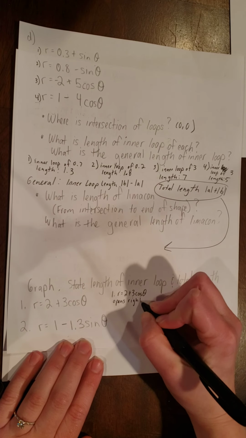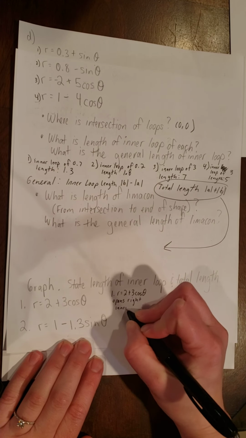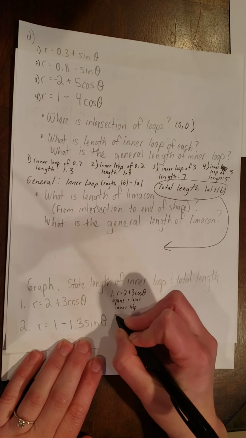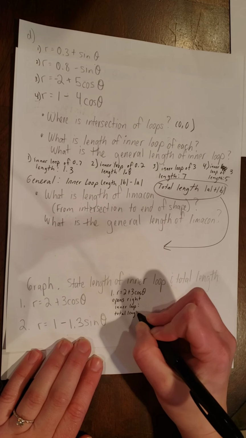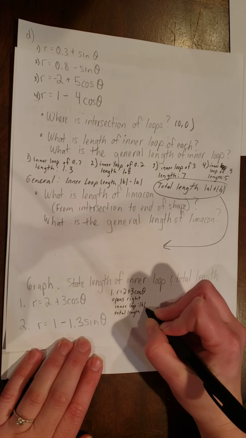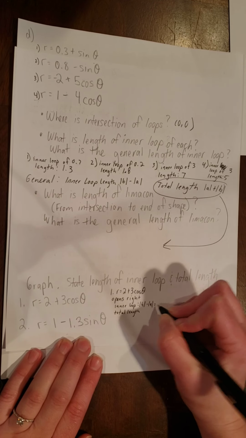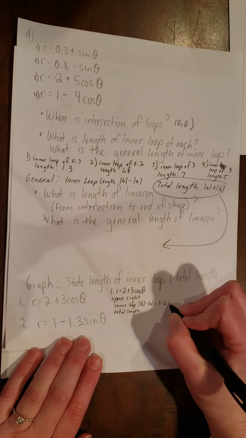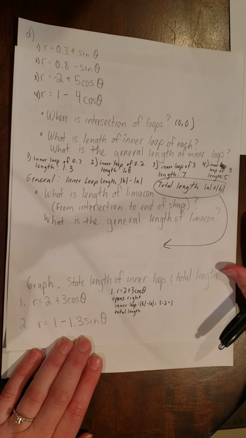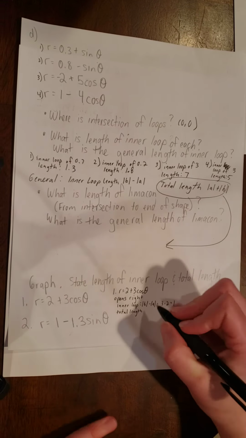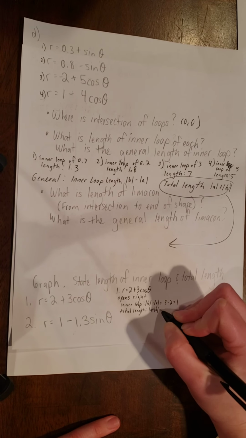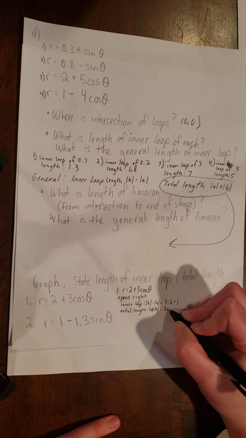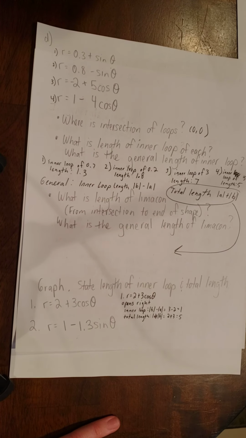Now let's get the length of the inner loop and total length. So inner loop is going to be absolute value of B minus absolute value of A. So it's going to be 3 minus 2. So the length of the inner loop is 1. And the total length is the absolute value of A plus the absolute value of B, which is going to be 2 plus 3. So it's got a total length of 5.